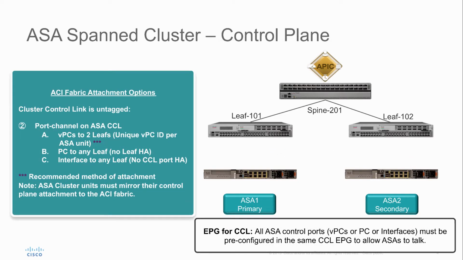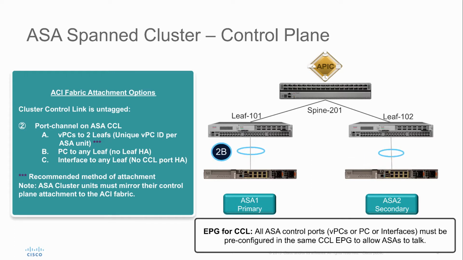In terms of the control plane for the cluster, we on the ASA side have to use untagged links here, and our again recommended attachment to the fabric is to leverage VPC. So each of the ASAs is dual attached to a couple of leaf switches, and in this case we do identify that CCL as a single port channel on all the ASAs, as for example I'll show you port channel 22, but on the leaves themselves they are separate and unique VPC IDs. There's a unique VPC ID per ASA unit itself.